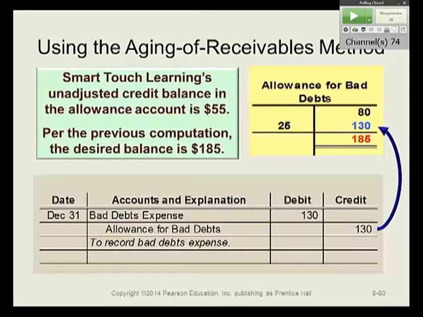What if, for example, rather than having a balance here of 55, you had 100 in here instead? If you had $100 in there and you needed 185, then your credit to the allowance is what? 85. So it changes the expense. The expense is determined based on the existing balance in the allowance for bad debts. Any balance sheet approach requires that you look at the existing balance in the allowance for bad debts.